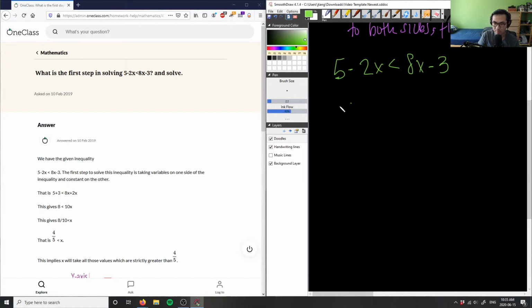So we get -2x is less than 8x, and we subtract 5 from both sides. So this here will be -3 minus 5, which is going to equal -8. And then we can move 8x to this side as well, to collect like terms. So we can subtract 8x from both sides. And -2x minus 8x here is going to equal -10x.